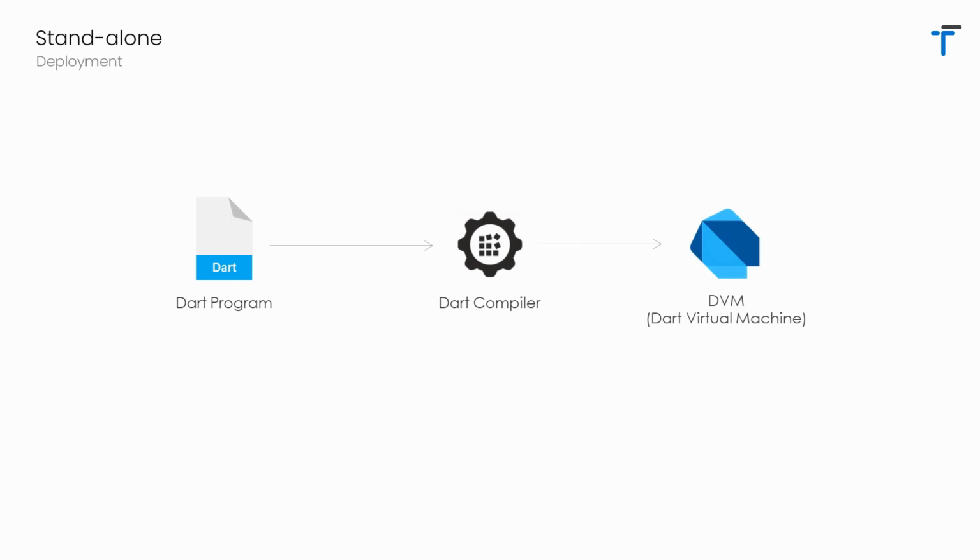Let's talk about deploying the standalone application. In this case, your Dart program is compiled using the normal Dart compiler, and such compiled code can be executed only on a machine where the Dart virtual machine is available. So make sure that when we talk about the standalone application, it's compulsory to have a Dart virtual machine. Without the DVM, it's not possible to execute standalone programs. Now the question arises, how can I get this DVM? You can get it with the Dart SDK or with the Flutter SDK.